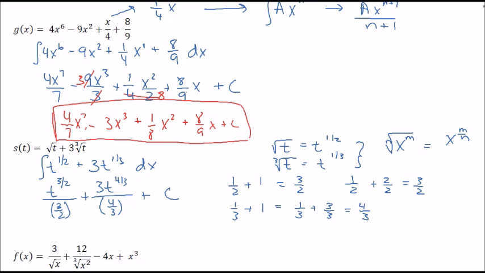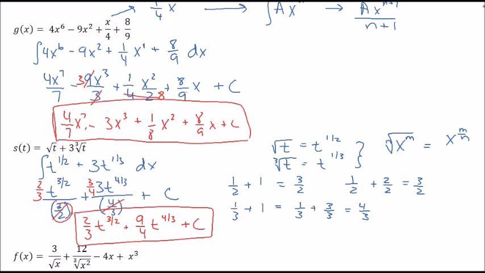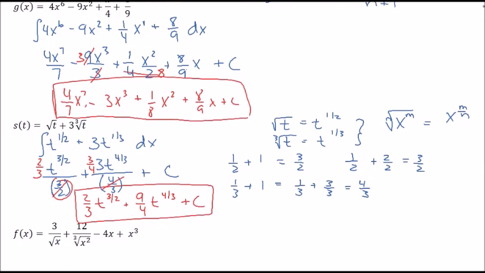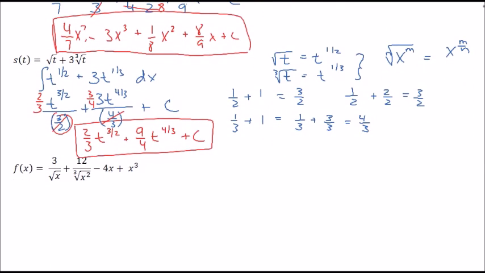Now to make this a little bit easier here, dividing by a fraction is the same thing as multiplying by its reciprocal. So now we're left with 2/3 t to the 3/2 plus 9/4 t to the 4/3 plus c. And that's that. Finally, one more problem. So we have 3 over the square root of x.